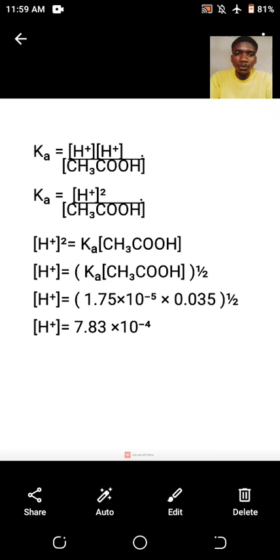In the laws of indices, the power of 1 over 2 is equivalent to square roots. So we can either use the exponent 1 over 2 or use the square root. We are all talking about the same thing. Therefore, if we take the square root of 1.75 exponential minus 5 times 0.035, the concentration of the hydrogen ion is equal to 7.83 times 10 raised to the power of minus 4.